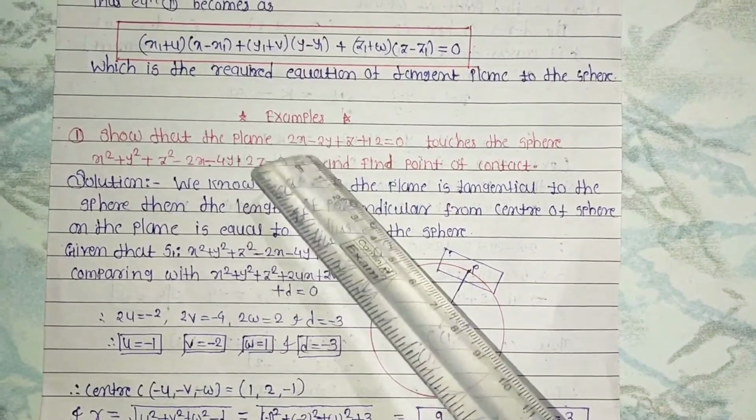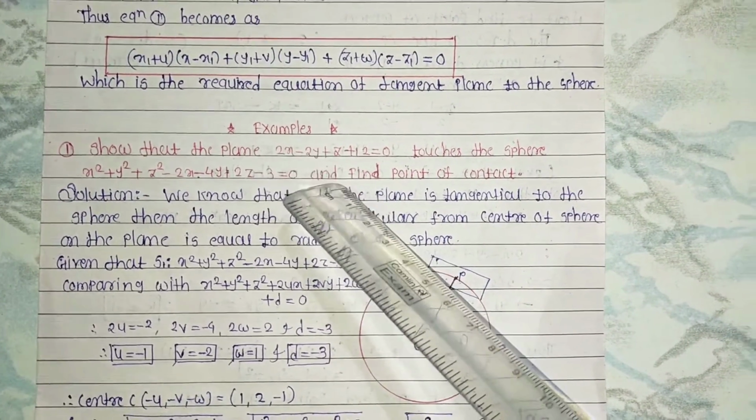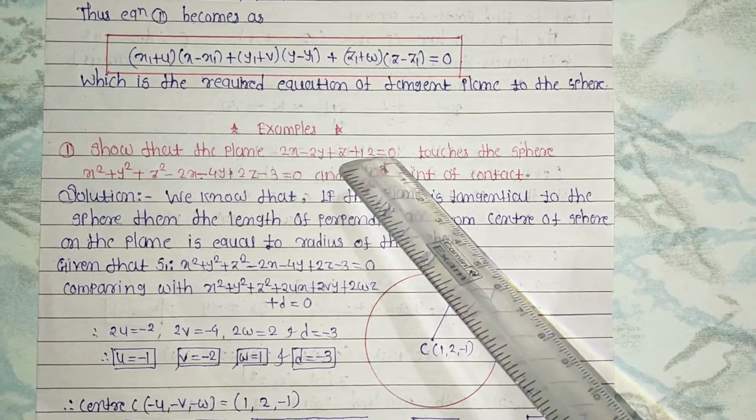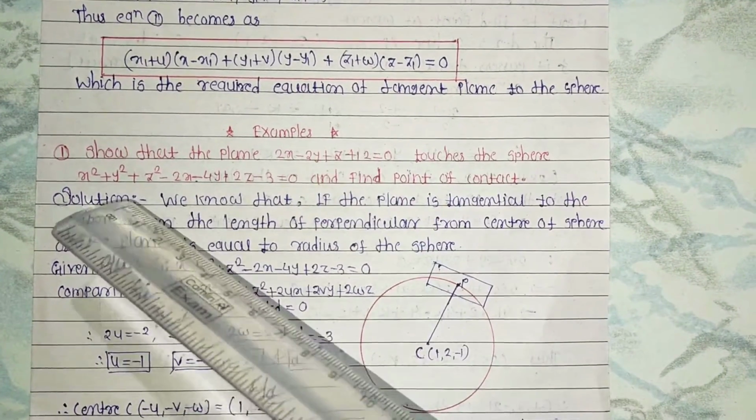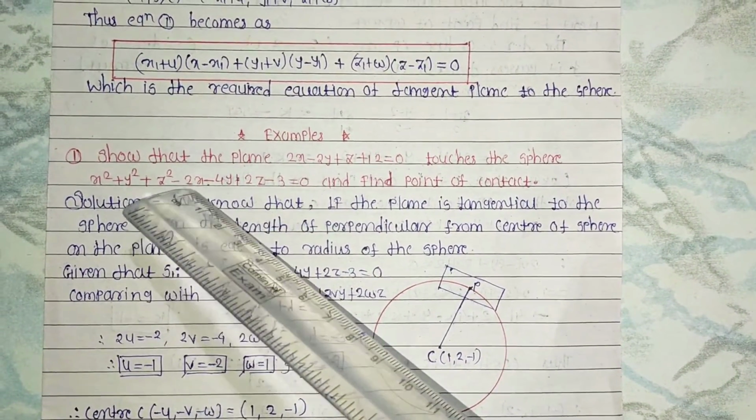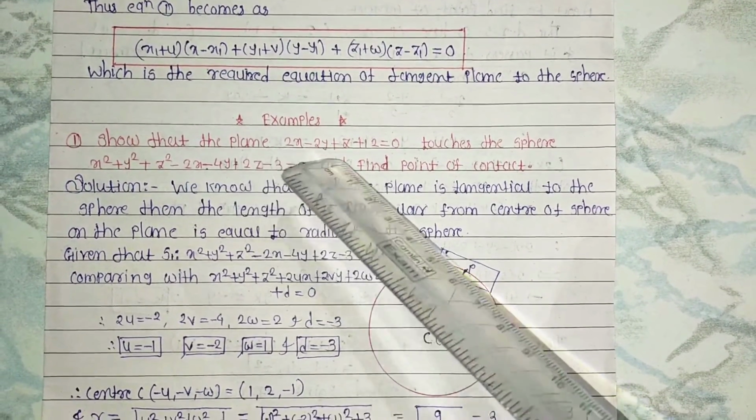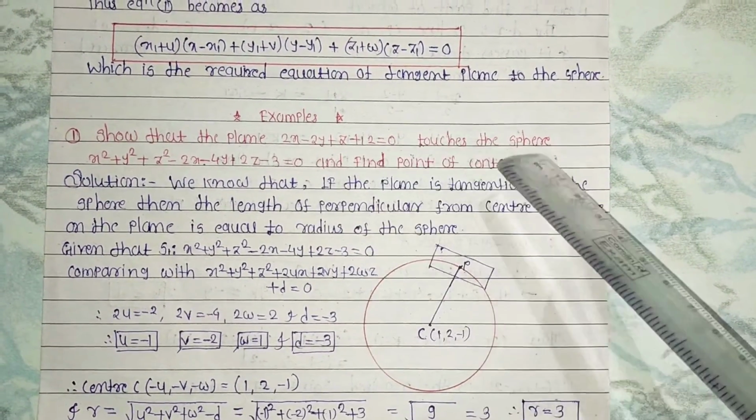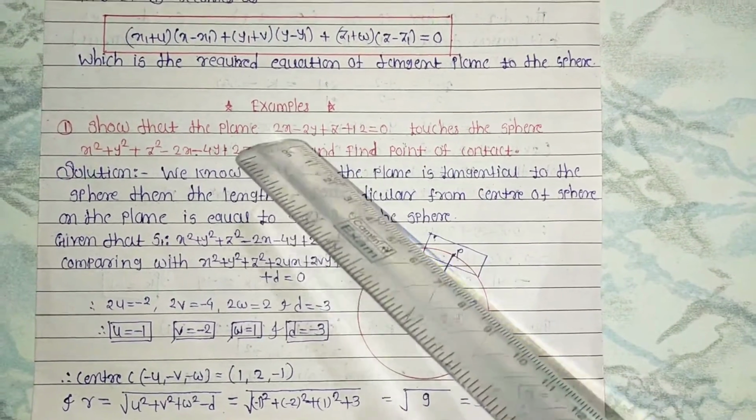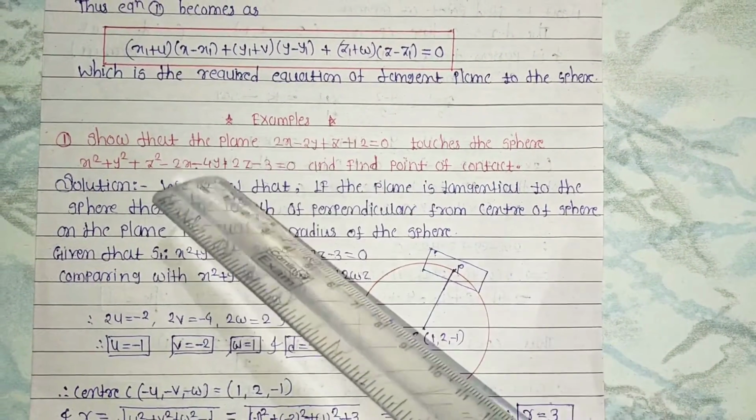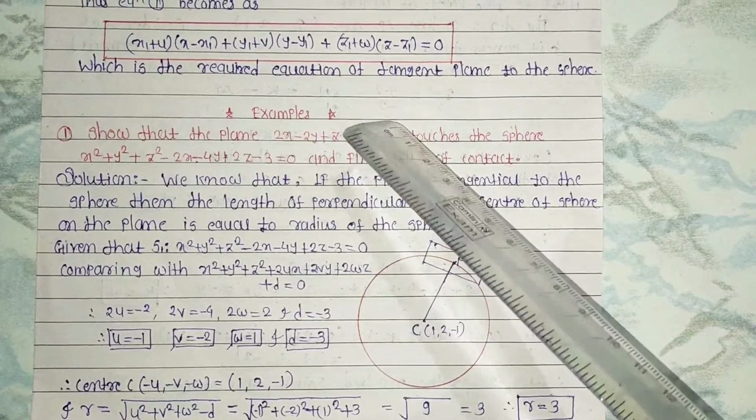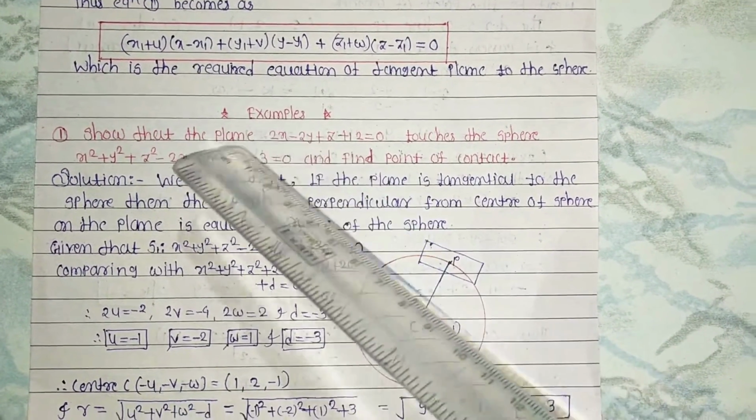Show that the plane 2x - 2y + z + 12 = 0 touches the sphere x² + y² + z² - 2x - 4y + 2z - 3 = 0, and also find the point of contact. So we have to show this plane is a tangent to this sphere. It touches the sphere, that means it is a tangent plane.